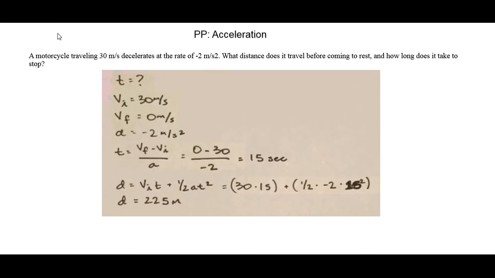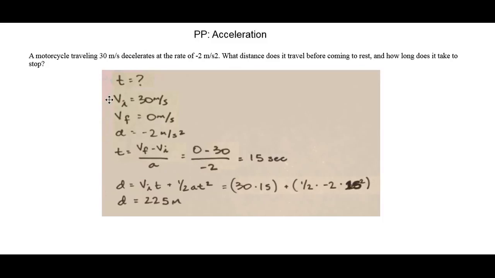Next one, we're talking about acceleration now. A motorcycle traveling 30 meters per second decelerates at the rate of -2 meters per second squared. What distance does it travel before coming to rest? And how long does it take to stop? This is from your acceleration practice problem set. We're looking for the time. We have a velocity of 30 meters per second when we start looking at the motorcycle and what it's doing. So that's going to be the initial velocity. The 30 meters per second is not for the whole time, it's just for that moment. So it's an instantaneous velocity.